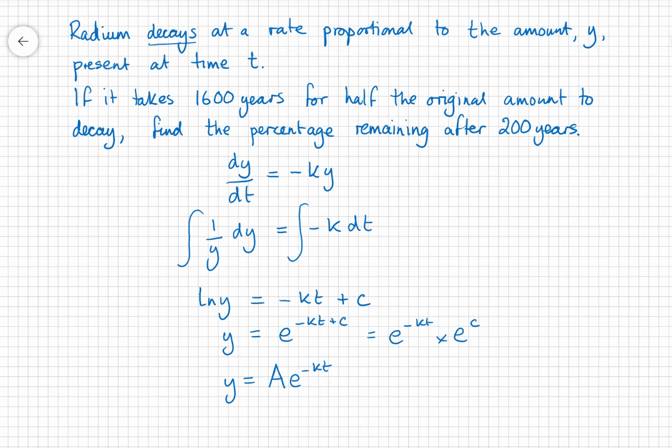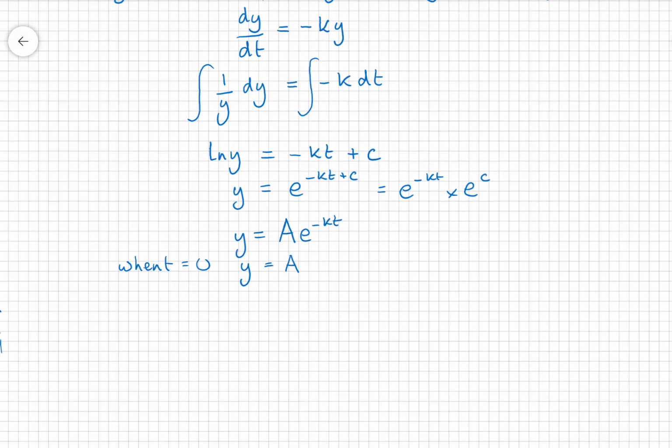In this problem, we've got two unknown quantities, a and k. But one of the reasons for going as far as we did with our general solution is that we know that when t is equal to 0, y will equal a. And so that's the original quantity of radium that we had. We're told that when t is equal to 1600, y is equal to half of that amount, a over 2. And we can now use that to go on to find our value for k.